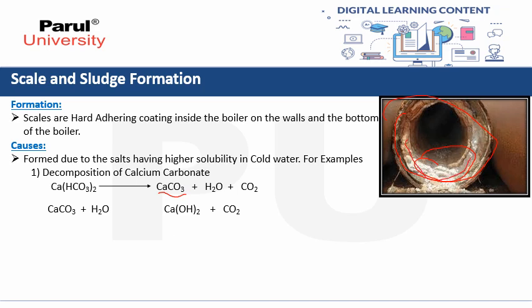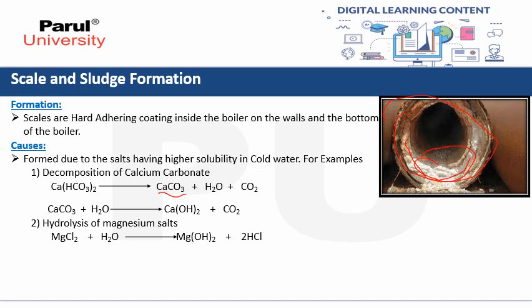This calcium carbonate ultimately, when it reacts with water, forms calcium hydroxide and carbon dioxide. The second reason is hydrolysis of magnesium salt. Magnesium chloride, when it reacts with water, forms magnesium hydroxide and 2 moles of HCl. That means the pH of water becomes acidic.